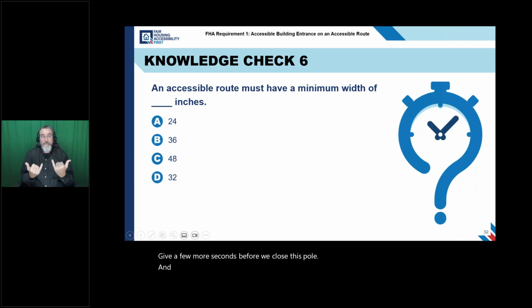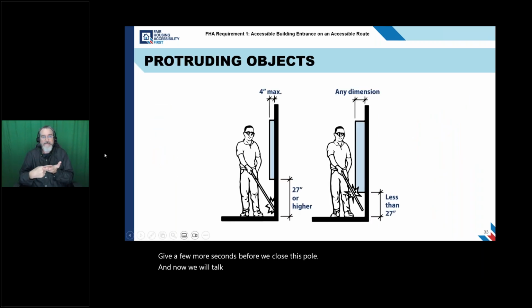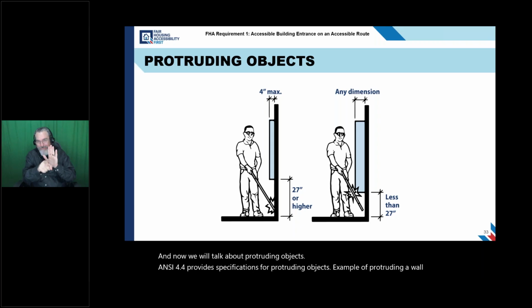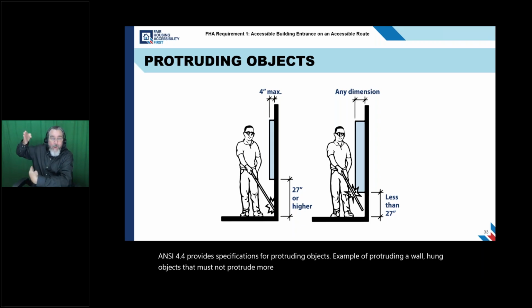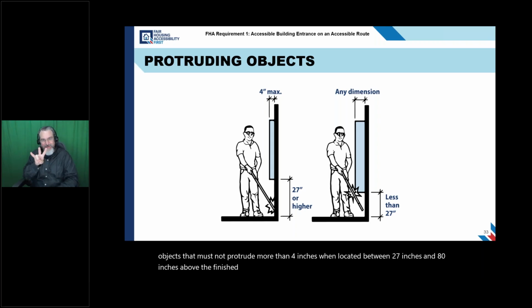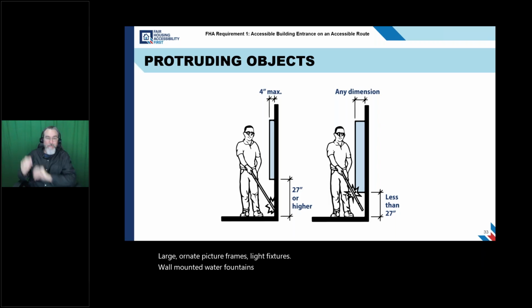And now we will talk about protruding objects. ANSI 4.4 provides specifications for protruding objects. Examples of protruding or wall-hung objects that must not protrude more than 4 inches when located between 27 inches and 80 inches above the finished floor include fire extinguisher cabinets, mailboxes, large ornate picture frames, light fixtures, wall-mounted water fountains, and wall-mounted telephones.